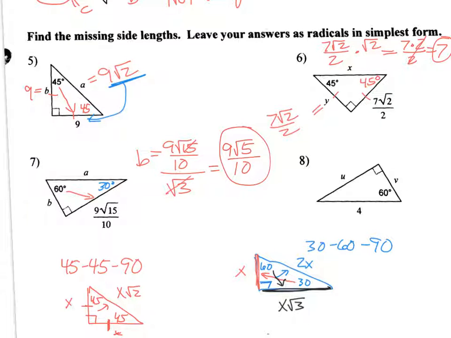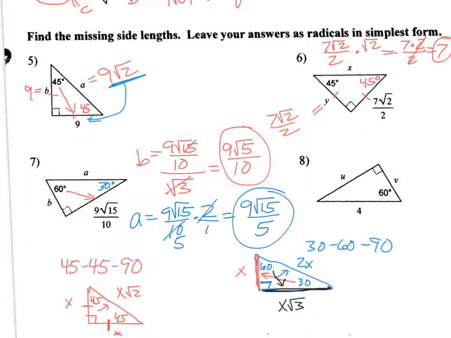Now, how do I get the hypotenuse, which is A? Well, come back over here. To get the hypotenuse, it's 2 times whatever x is. Now again, x is the short leg. Well, I just found the short leg. The short leg is B right here. So I take that number and multiply it by 2. So A would be 9 square root of 15 over 10 times 2. Well, 2 goes into 10 5 times, so I end up with 9 square root of 15 over 5.